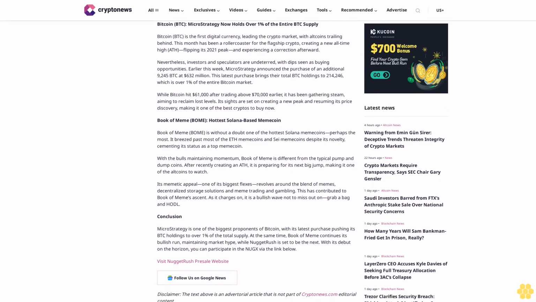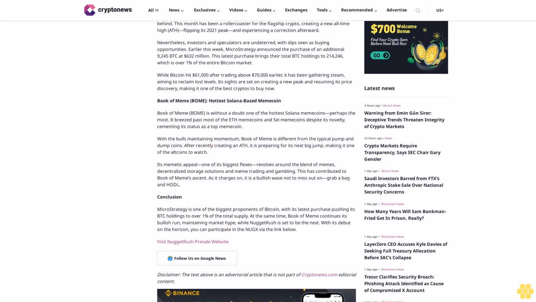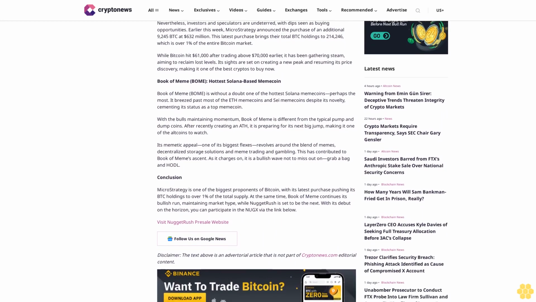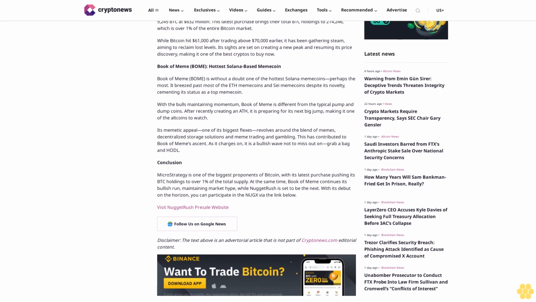MicroStrategy now holds over 1% of the entire BTC supply. Bitcoin, BTC, is the first digital currency, leading the crypto market, with altcoins trailing behind. This month has been a roller coaster for the flagship crypto, creating a new all-time high, ATH, flipping its 2021 peak, and experiencing a correction afterward. Nevertheless, investors and speculators are undeterred, with dips seen as buying opportunities.